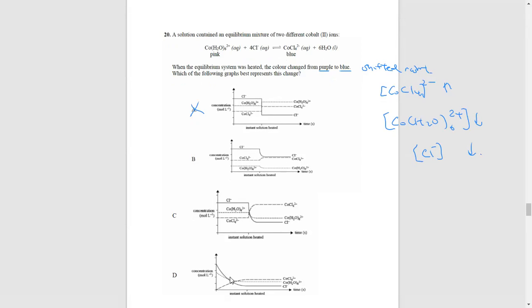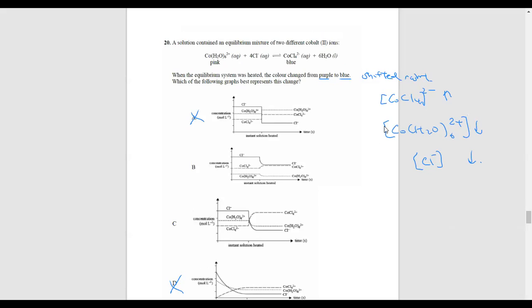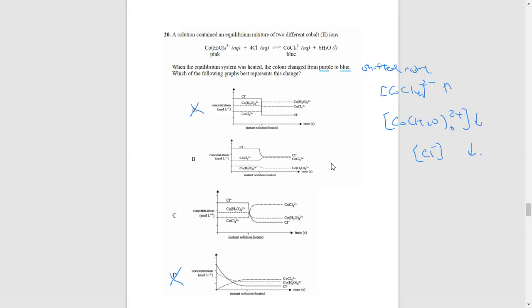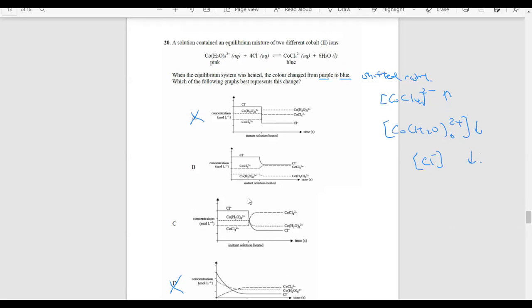Now, B, C, and D, well, the thing is, the instant the solution was heated is when the change occurs. So D has these changes, so it's not D as well. And then you're looking at between B and C. And if you look just very quickly and go, hey, CoCl4 2- is going up, and you might say, hey, that looks okay. You're saying Co(H2O)6 2+ goes down, and you've got that one going down. And if we have Cl- going down, both of those seem okay, just at first glance.